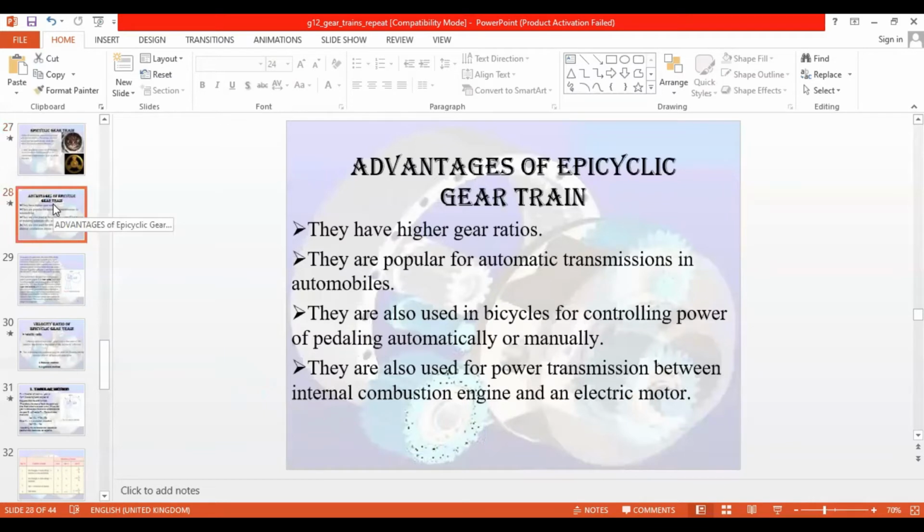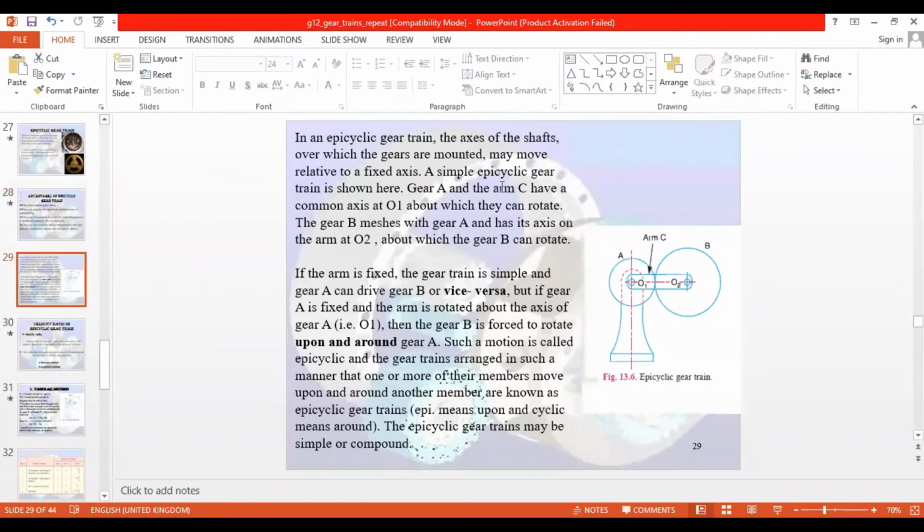Advantages of epicyclic gear train. Now we'll see the advantages. They have higher gear ratios. They are popular for automatic transmissions in automobiles, since they are compact in size, and automatic transmissions are easy to use. They are also used in bicycles for controlling the power of pedaling automatically or manually. They are also used for power transmission between an internal combustion engine and an electric motor. We'll see how these things are achieved when we go to the other slides. So this is a simple working model of an epicyclic gear train.